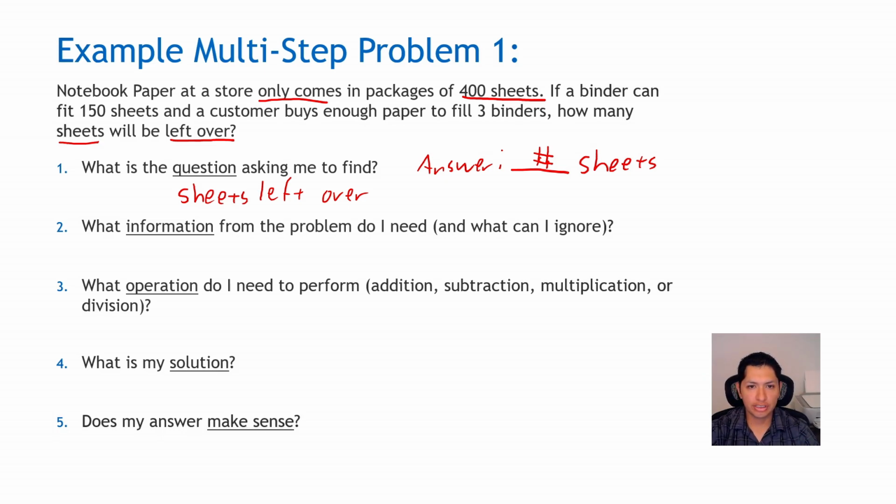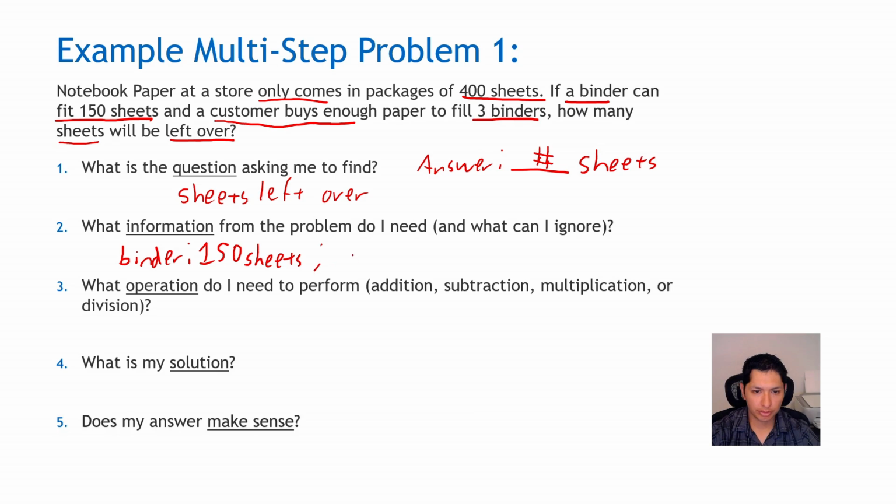So the store only sells paper in packages of 400 sheets. So if you buy 1 packet, you get 400 sheets only. Can't get any less, can't get any more. The other piece of information that I see is that a binder fits 150 sheets. Okay, so I'm going to put binder, 150 sheets. And the third piece of information is a customer buys enough paper to fill 3 binders.